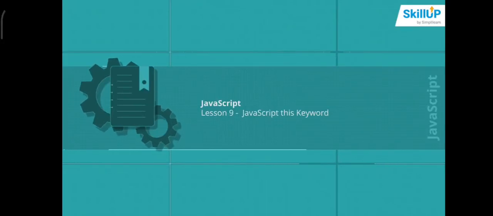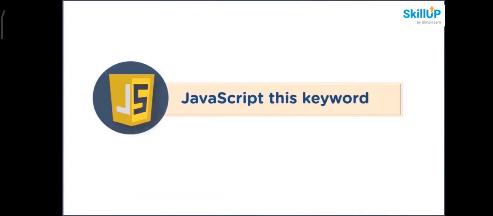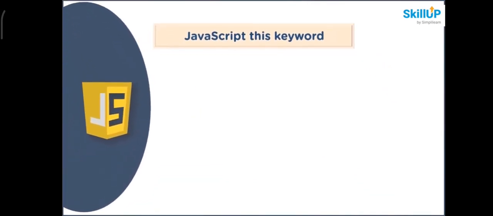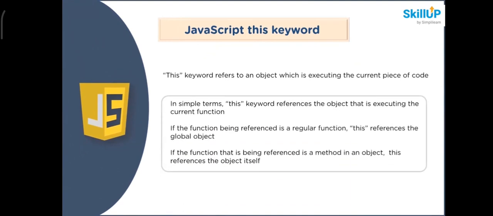JavaScript this keyword. So without further delay, let's jump right in. You must have heard about the this keyword several times. In JavaScript, the this keyword basically refers to an object which is executing the current piece of code. In simple terms, this keyword just references the object that is executing the current function. Now, if the function being referenced is a regular function, then this keyword references the global object.